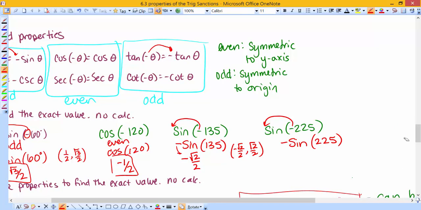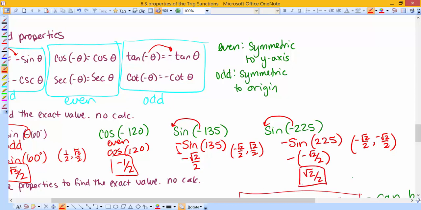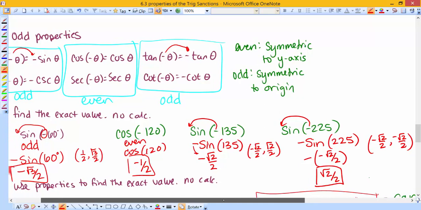So go to 225 on your unit circle. Here's my ordered pair for that location. So it's negative. Now what is the sine at 225 degrees? It's negative root 2 over 2. So this is a case where because you have two negatives, it will become positive root 2 over 2. So that's the even and odd properties. I know we didn't do too much with even. Again, evens are easier. You just take the negative away, and that's only cosine and secant. Everything else, the negative will move to the front.